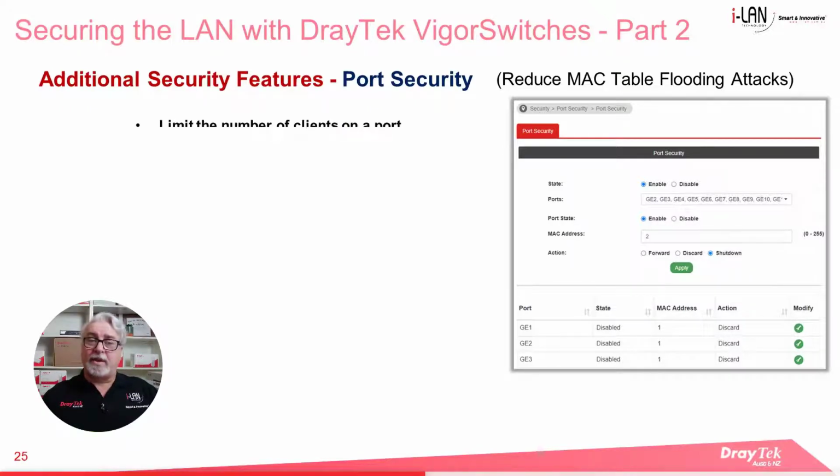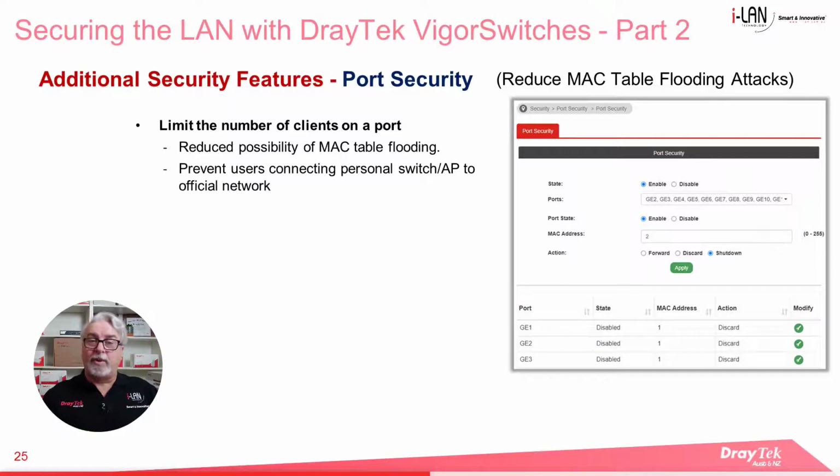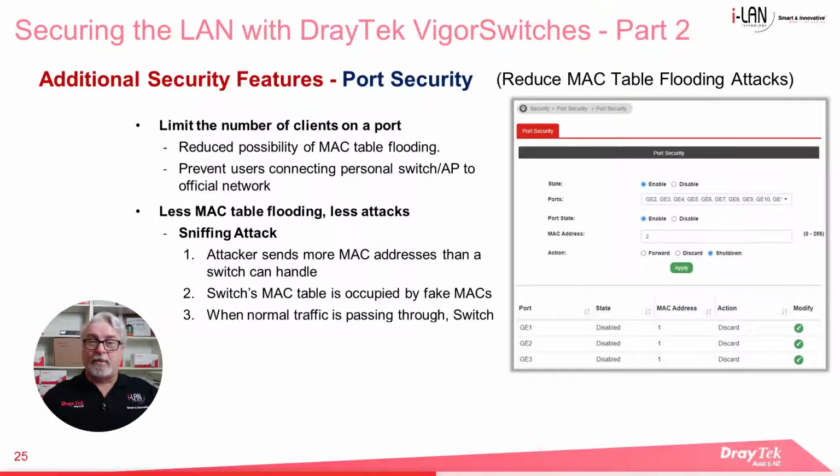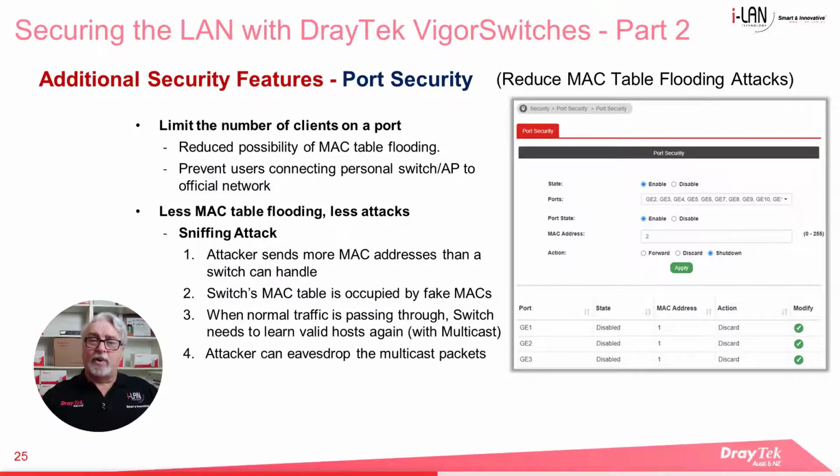One way to do this is to limit the number of clients connected on a switch port. Preventing users from connecting their own switches and access points to the company network will reduce the possibility of MAC table flooding attacks. MAC table flooding can occur from sniffing attacks where the attacker sends more MAC addresses than the switch can handle, or can fill the MAC address table with fake MAC addresses. This will cause valid traffic to be slowed down since the switch needs to relearn the valid MAC addresses. Also, an attacker can eavesdrop multicast packets.